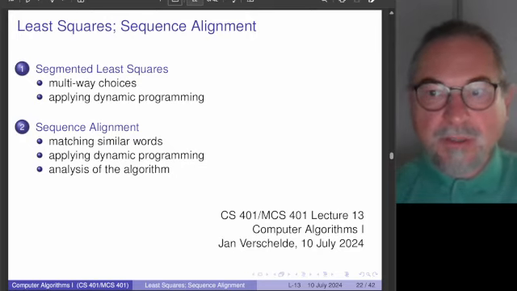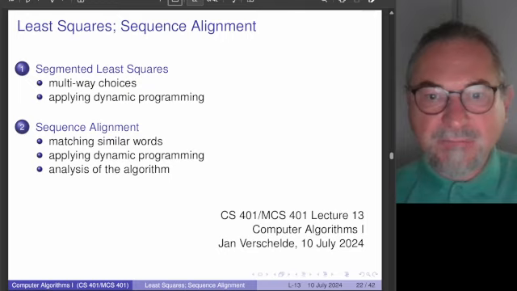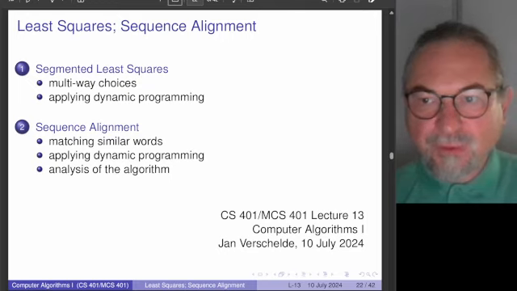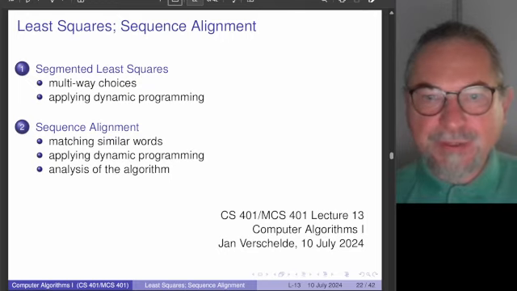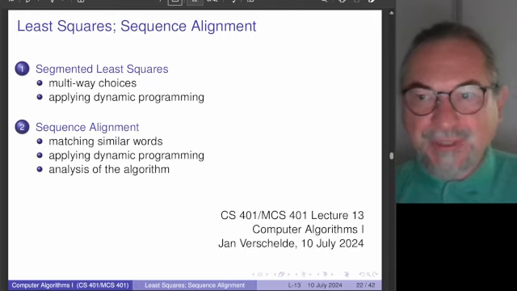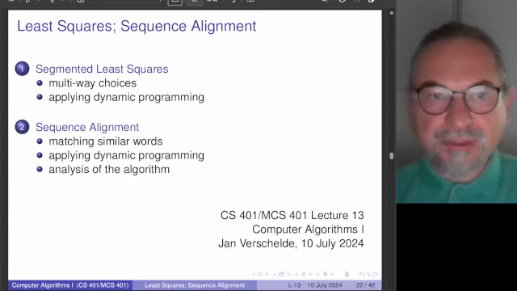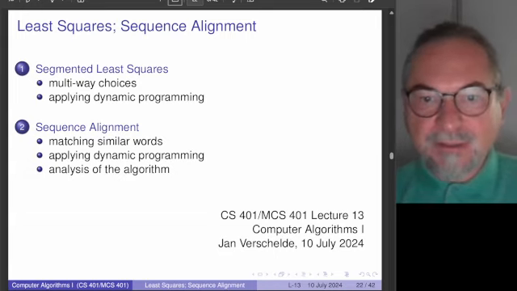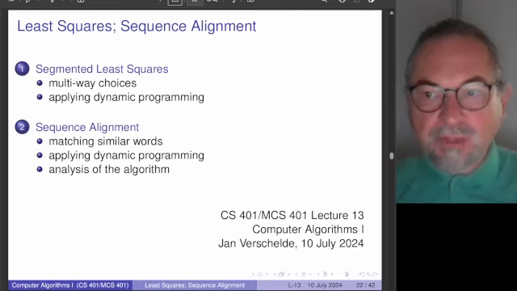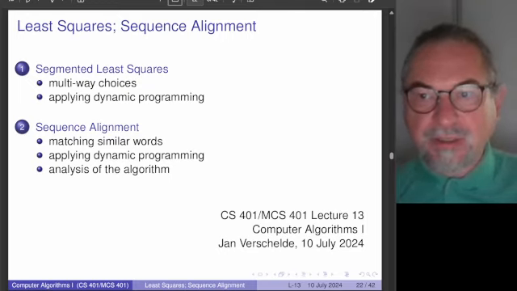So welcome to the second half of lecture 13, scheduled for the middle of the 5th week in our 8-week summer course. We are in the middle of our chapter on dynamic programming. We introduced dynamic programming in the last lecture, and we will continue with dynamic programming in the next lecture. Today we see two applications where we have more than two choices.